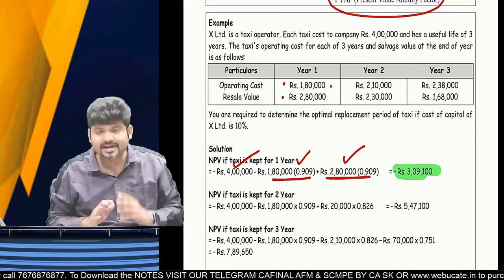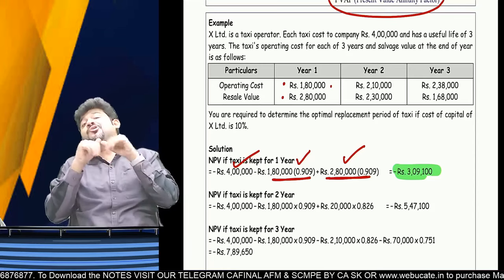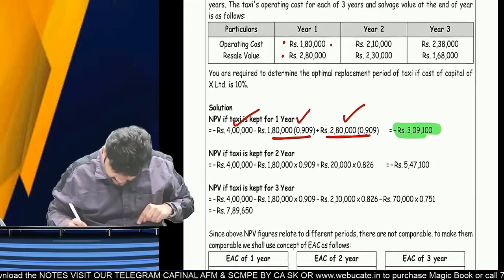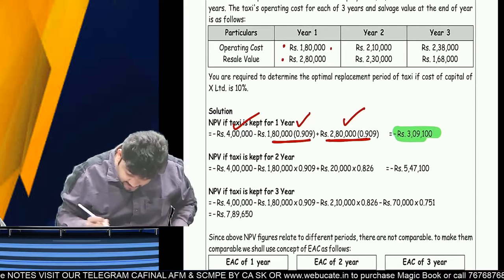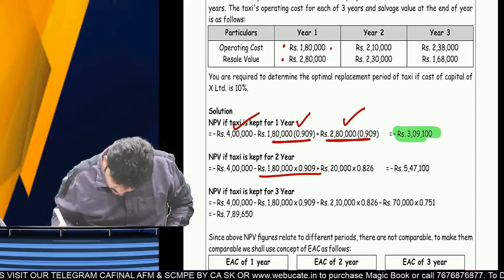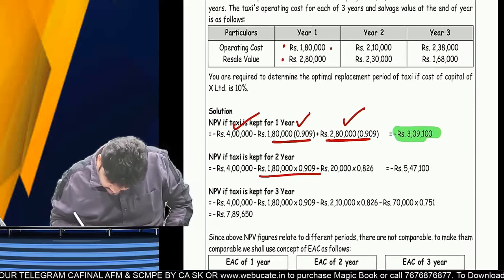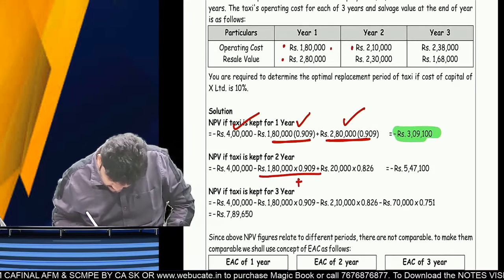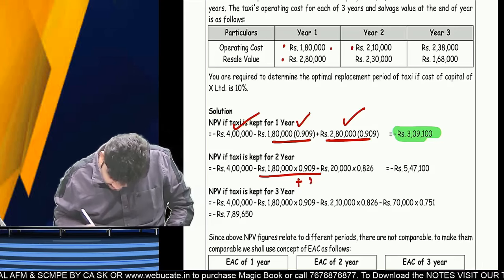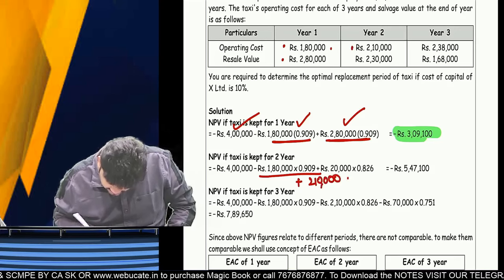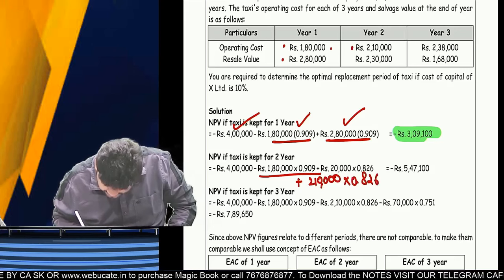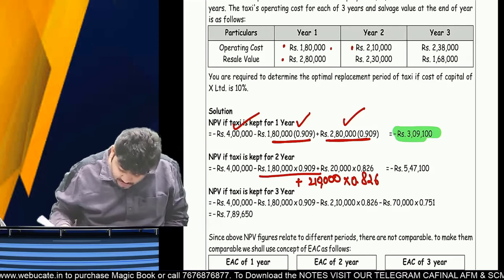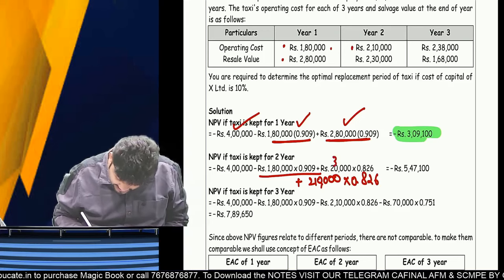In case of the second, NPV of taxi for 2 years. If I am incurring for 2 years, my cost is also for 2 years. So 1,80,000 is there, plus 2,10,000, plus 2,10,000 into 0.826. So these are the two costs. But eventually I will sell it at say 2,30,000.